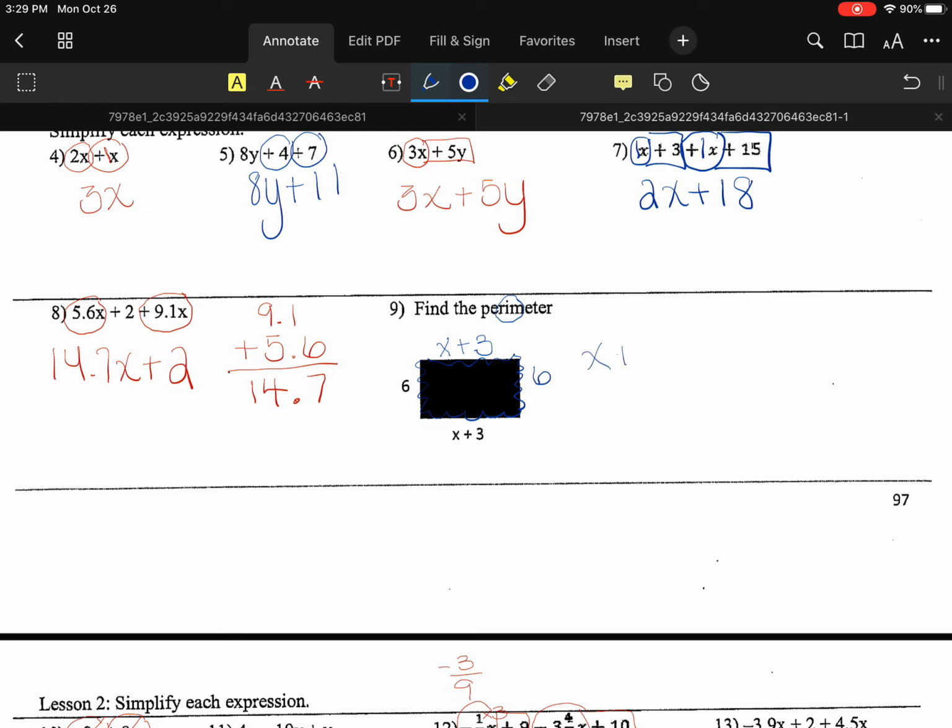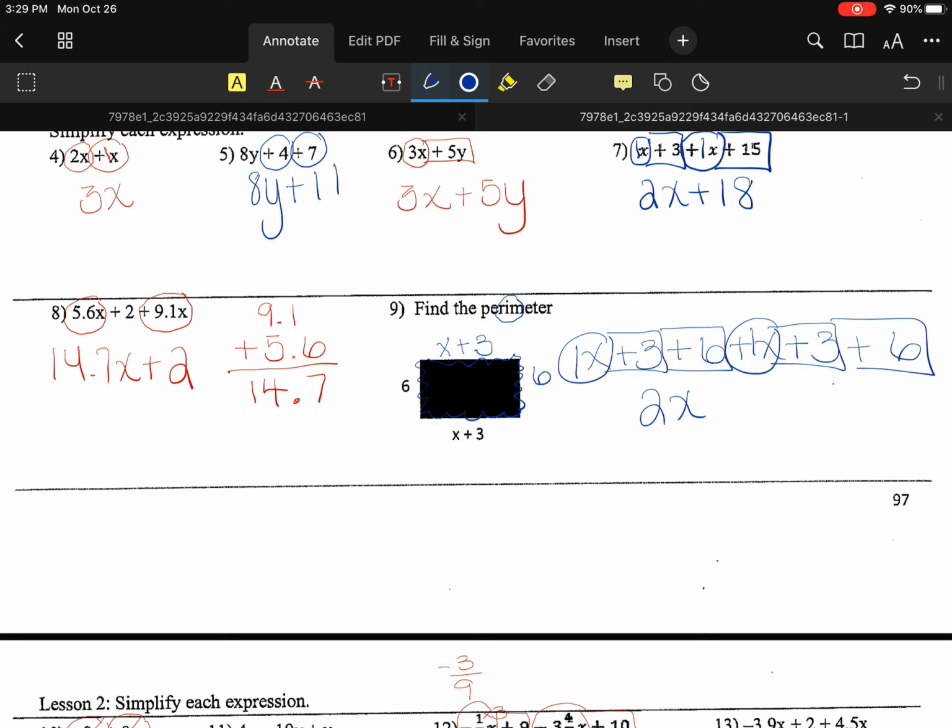Perimeter now means to add up. So x plus 3 plus 6 plus x plus 3 plus 6. Add up all 4 sides. Order does not matter because addition is commutative, so you could have added it up in another order. And now combine like terms because we want to simplify. So 1x and a 1x give me 2x. 3 plus 6 plus 3 plus 6. And again, those can be added up in any order.